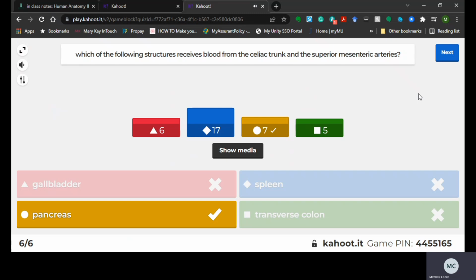Remember how I talked about the pancreas being a super weird organ? Part of it's intraperitoneal, part of it's retroperitoneal, part of it gets celiac trunk blood flow, and then we have all those inferior pancreaticoduodenal arteries that come off of the superior mesenteric, right? So the pancreas is not a true foregut structure. It's kind of foregut, and it's kind of midgut, okay?